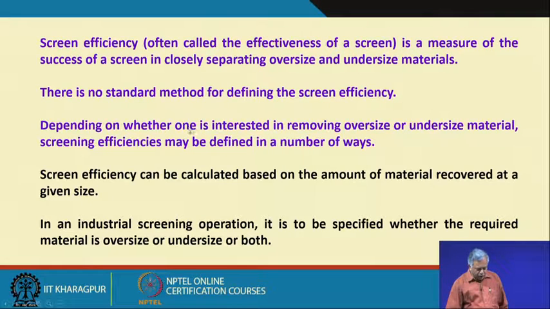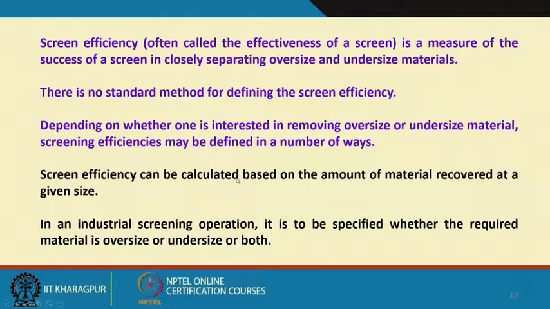Depending on whether one is interested in removing oversized or undersized material, screening efficiencies may be defined in a number of ways, because many times you may be interested only in the oversized materials. You are not interested whether you have got the undersized material and along with that you are getting some kind of oversized materials also. And so, what is your objective? Based on that, the definition of screen efficiency also varies.